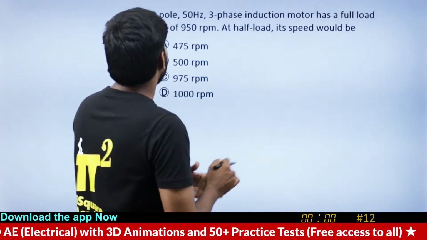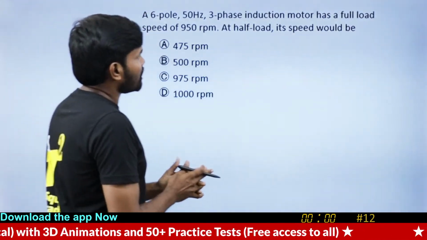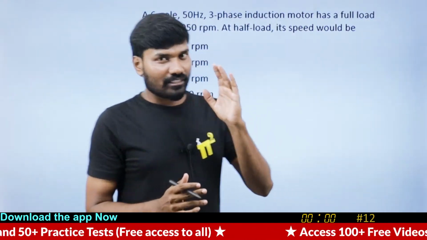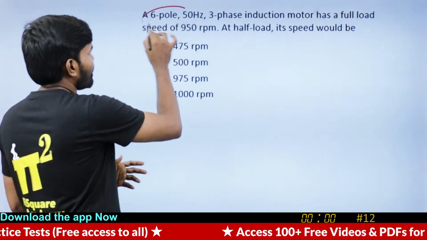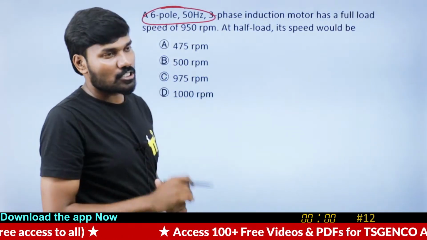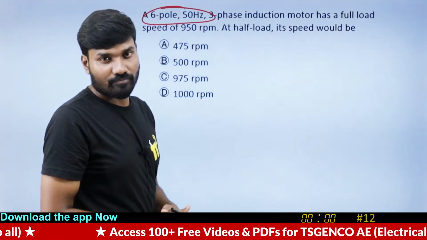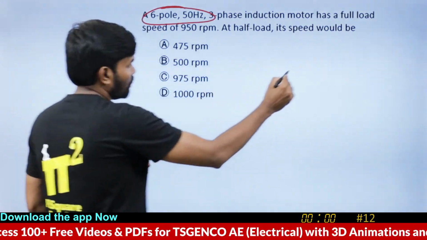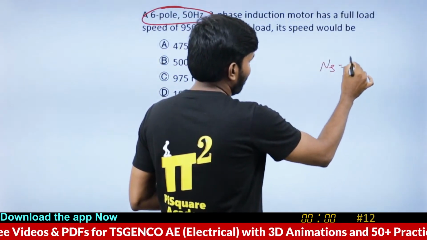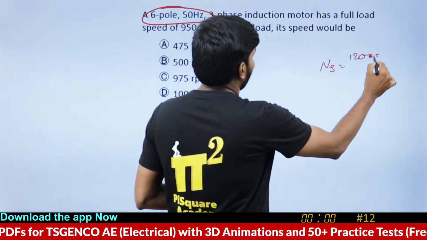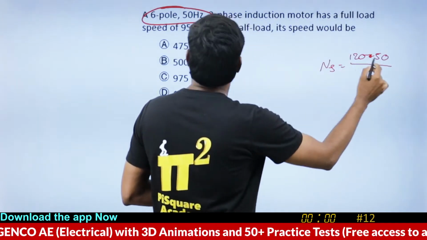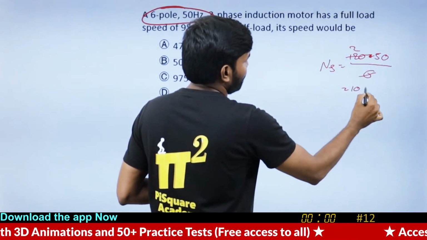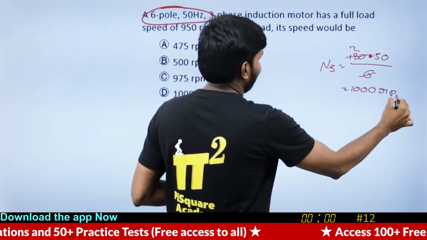Cool. Okay, let's see. A 6-pole 50 hertz 3-phase induction motor. Now, as an electrical engineer, without calculating, you should be able to say what the synchronous speed is for 6-pole 50 hertz: 1000 RPM. Without a calculator, with practice, you will get that. Or else the calculation is also easy. Ns is equal to 120 f by P, 120 into 50 by 6, which is 1000 RPM. So 1000 RPM is Ns.